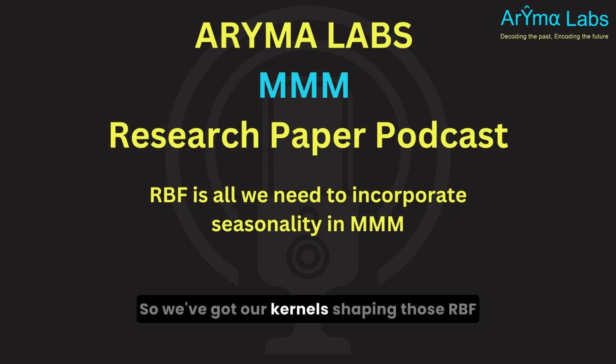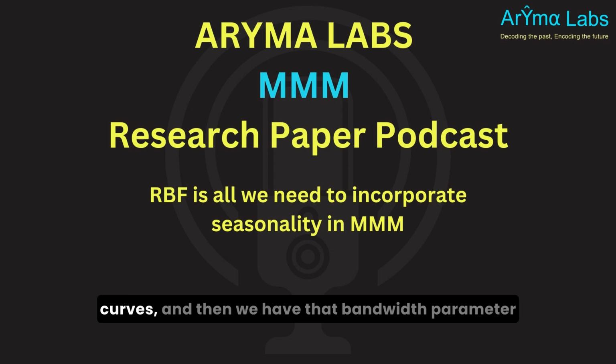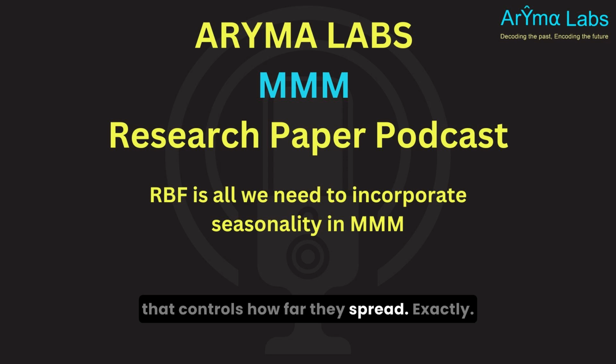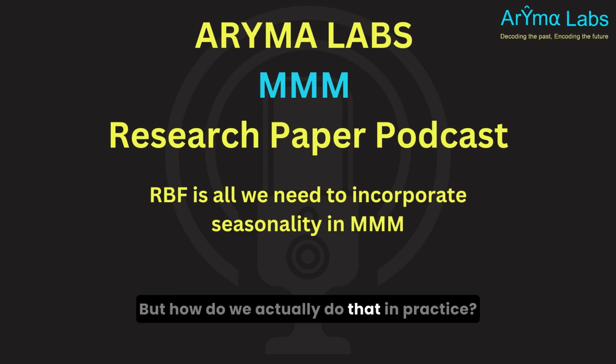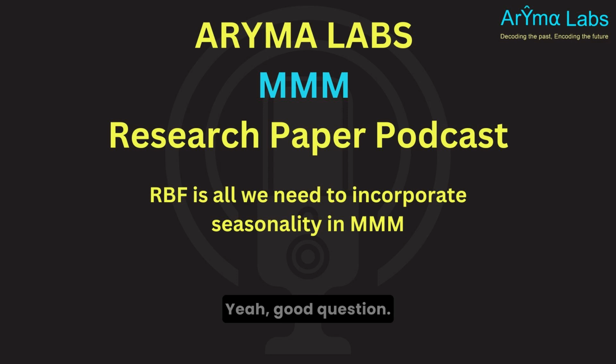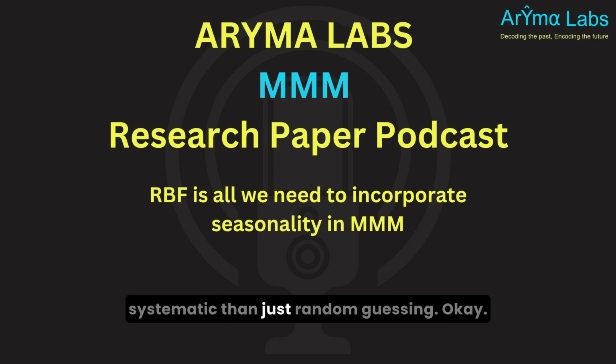So we've got our kernels shaping those RBF curves, and then we have that bandwidth parameter that controls how far they spread. Exactly. You mentioned that finding the right bandwidth is like finding a Goldilocks zone. Not too narrow, not too wide. Right. But how do we actually do that in practice? Is it just a matter of trial and error? Well, thankfully, it's a bit more systematic than just random guessing.